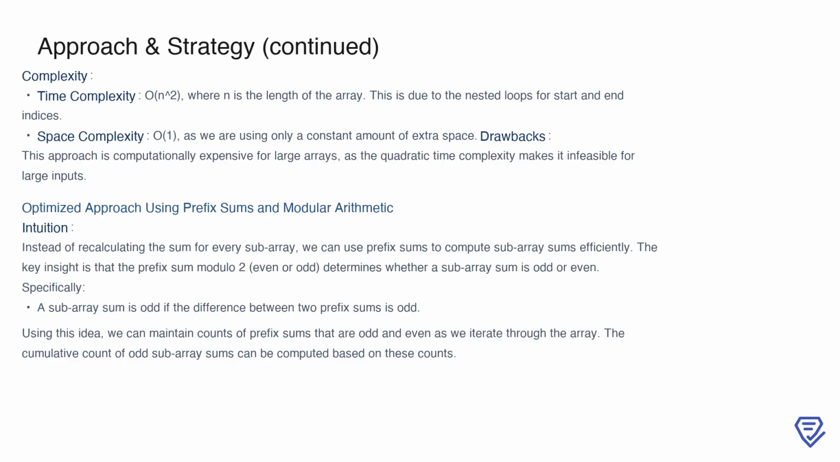Here, the key insight is that we can use the parity, whether a number is odd or even, of the prefix sums to determine whether a subarray sum is odd. Specifically, the difference between two prefix sums is odd if the subarray sum is odd. By leveraging this relationship, we can avoid recomputing sums for every subarray and instead use a running count of odd and even prefix sums to efficiently calculate our result.